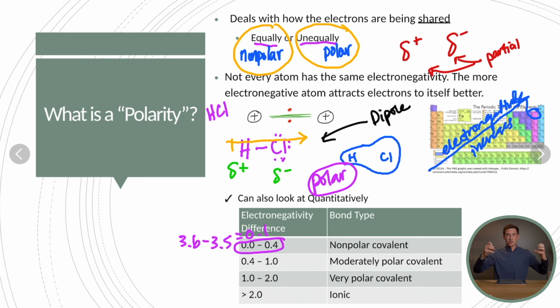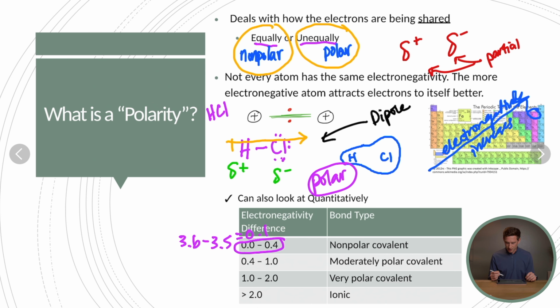Neither is stronger in our tug of war scenario, so neither one is attracting electrons better, meaning those two electrons are really not going anywhere and they're staying in the center, if you will. So they're being shared equally, or it's a nonpolar covalent bond. Anywhere of that difference between 0.4 and 1.0, now it's moderately polar. Now we have a slight electronegativity difference, or it's polar because they're being shared unequally. Anything in that 1 to 2 range is very polar, and anything greater than 2 is generally considered ionic.